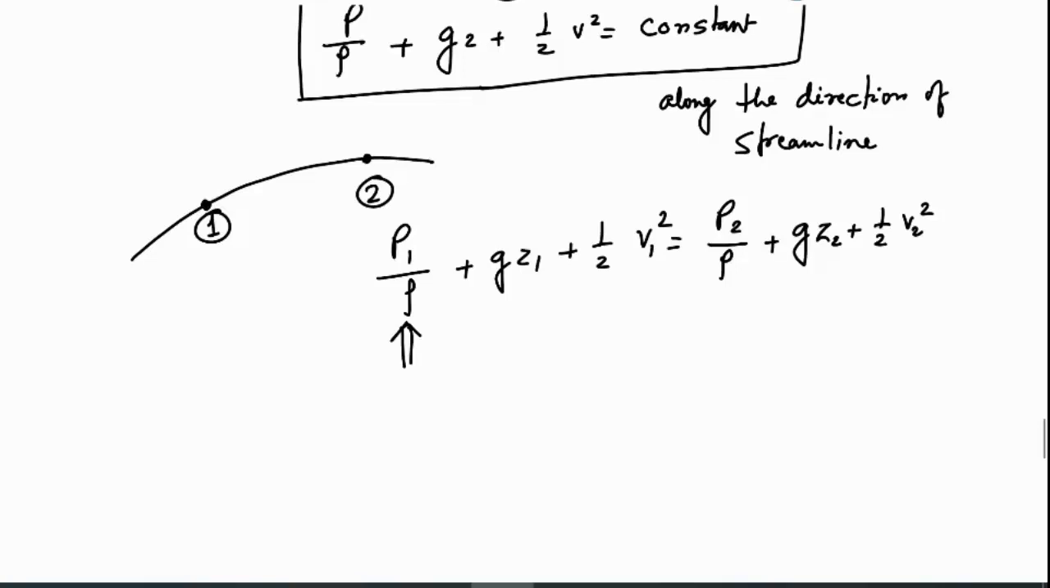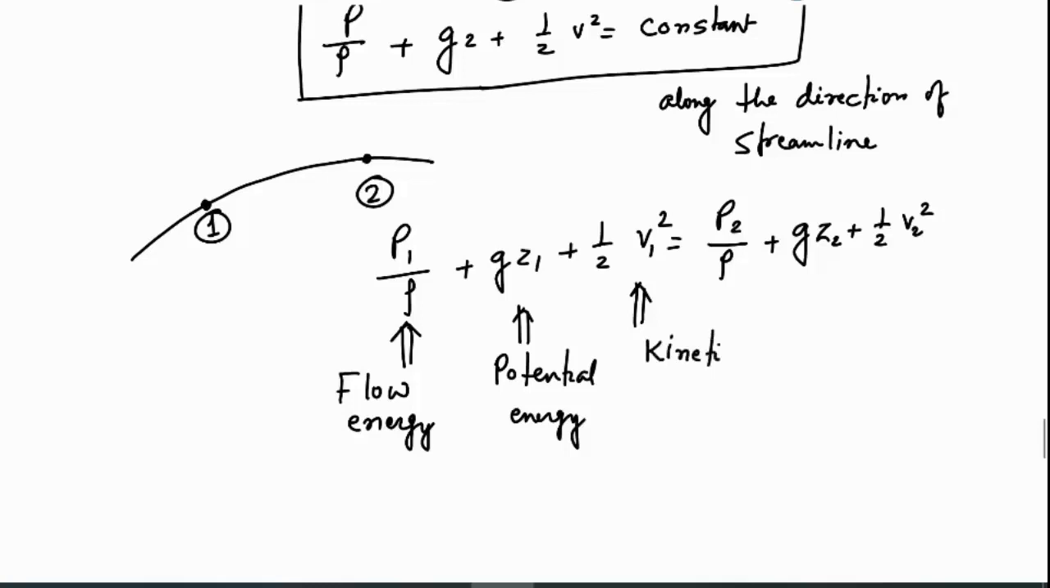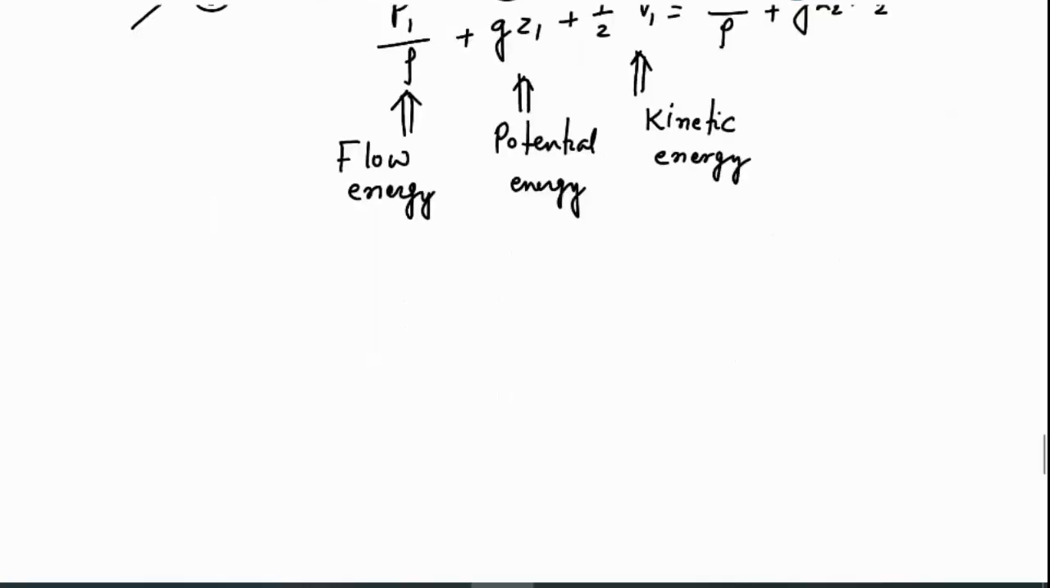So this is basically energy, and the different terms in this case are different energies. This is your flow energy. This term is your potential energy, and potential energy depends upon the reference. And this is your kinetic energy. So basically, in other words, we can say the sum of the energy is constant along a streamline at two different points.